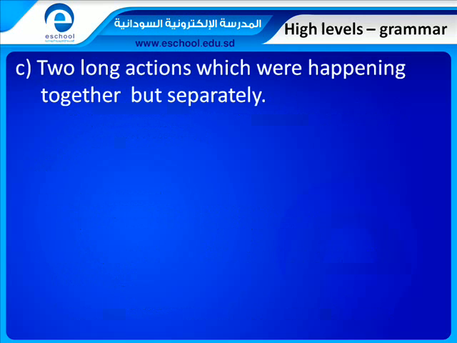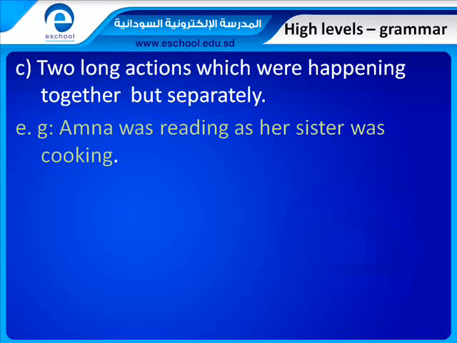Also, when we have two long actions which were happening together but separately at the same time in the past. Example: Amna was reading as her sister was cooking. Our verbs are read and cook. We add ing to both. Before read we have was, it becomes was reading. And before cook we have was, it is was cooking.